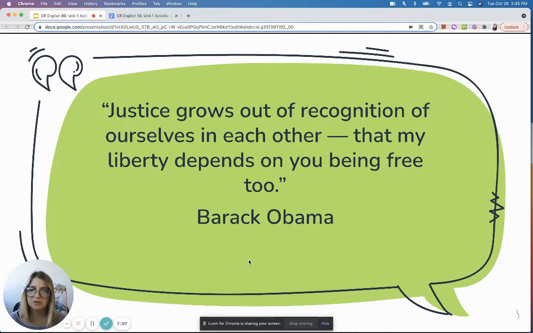I chose to put another quote in here. The quotes are totally optional. You don't have to include those, but they do make a really nice impact on your PowerPoint presentation. It says, "Justice grows out of recognition of ourselves in each other, that my liberty depends on you being free too," by Barack Obama.